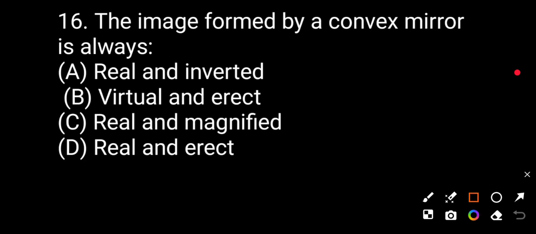Question number 16. The image formed by a convex mirror is always real and inverted, virtual and erect, real and magnified, real and erect. The correct answer will be virtual and erect.